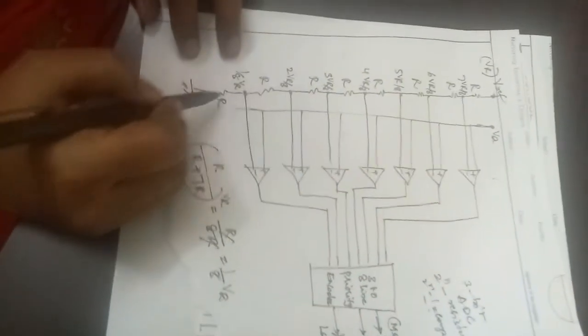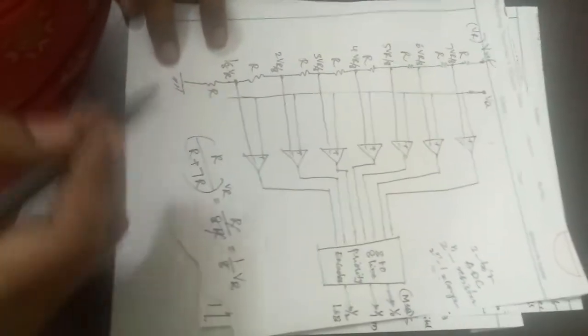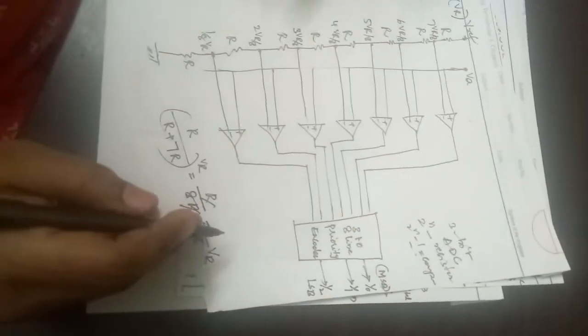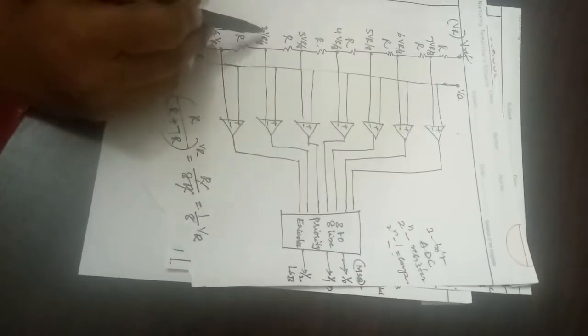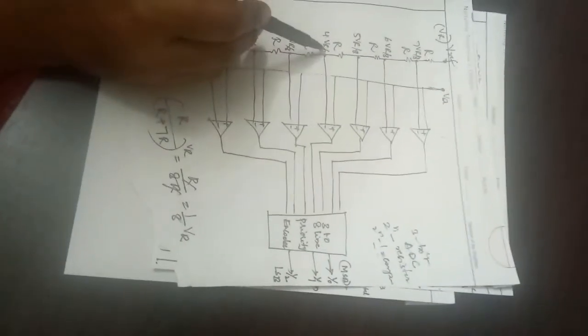Like this, what will the voltage at this point be? The voltage across the 2 R's. So it will be 2R by 2R plus 6 R's. Like this you are going to get 2 VR by 8, 3 VR by 8, 4 VR by 8, like this. So these are the voltages at these nodes.